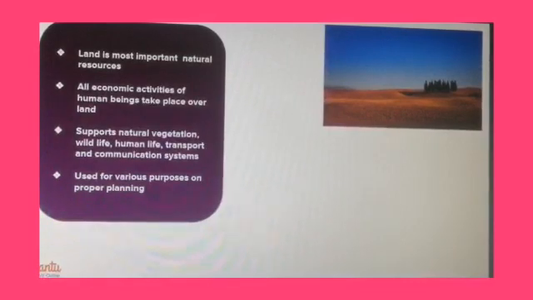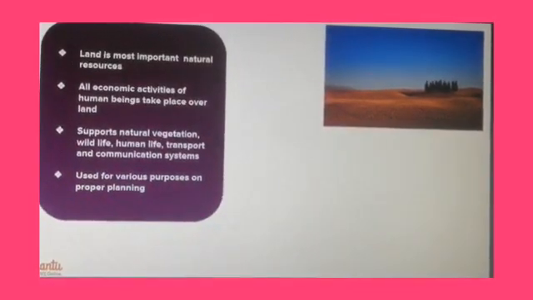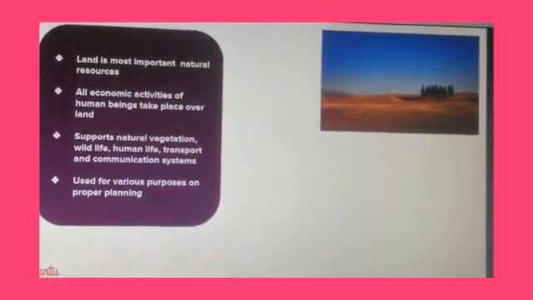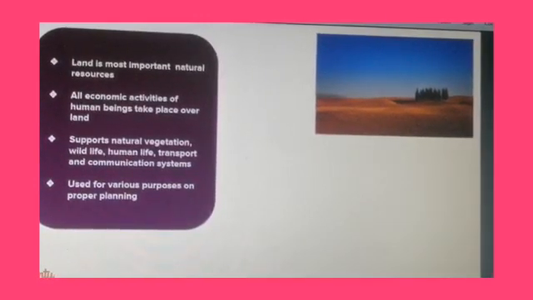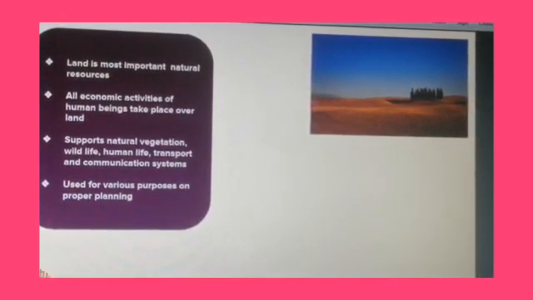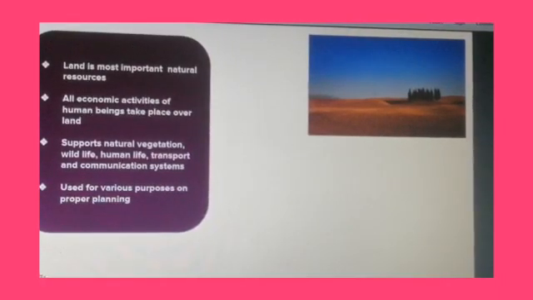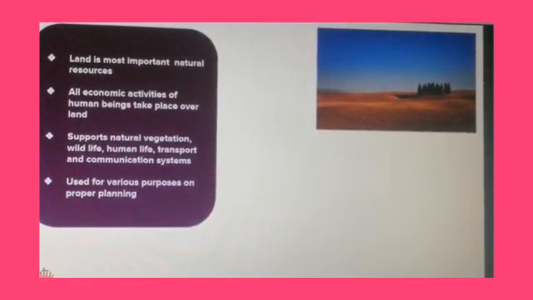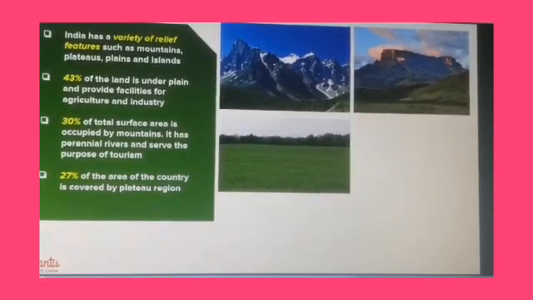So the first point is land is the most important natural resource, as you know very well. All economic activities of human beings take place over land. The economic activities such as industry, agriculture, and all those things take place over land only. It supports natural vegetation, wildlife, human life, transport and communication systems used for various purposes and proper planning also.